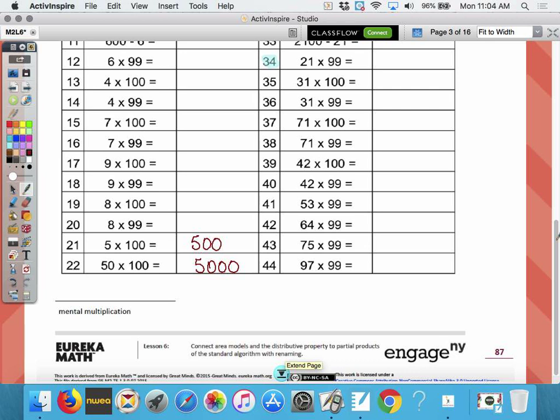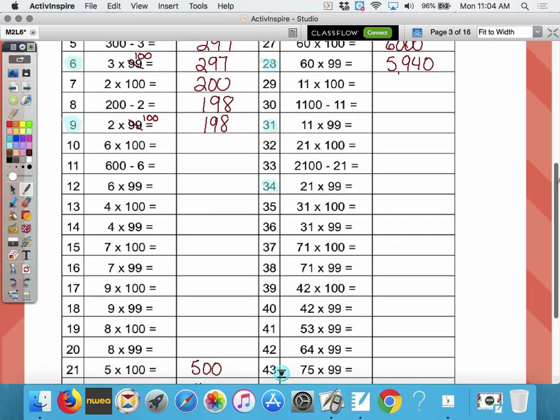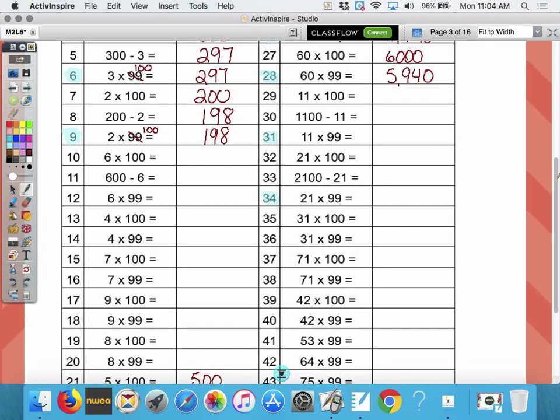11 times 99. We'll think 11 times 100. So 1,100. Okay. Then we'll take 1,100 minus 11. Now to do this, I would probably just think 100 minus 11 is 89. Okay. So it will be 1,089.